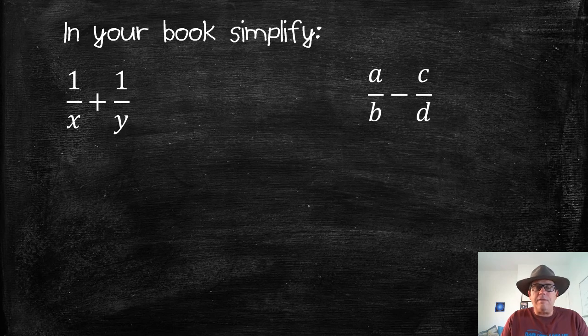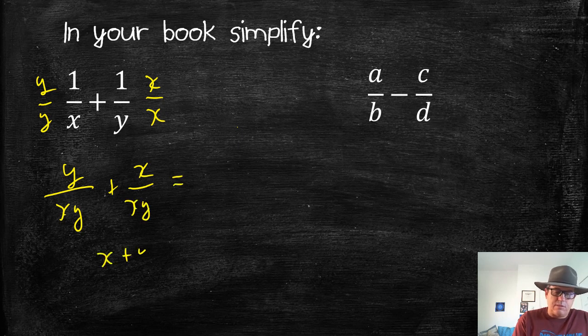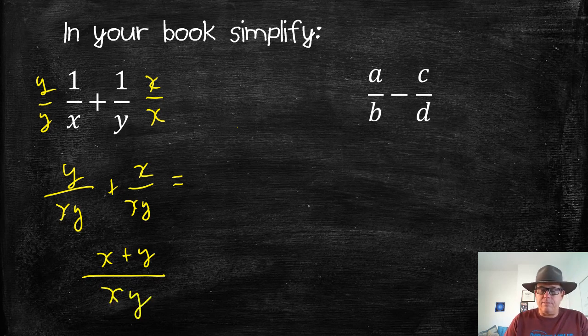Okay, go ahead and pause the video and simplify these fractions. Okay, first one, we need a common denominator. My common denominator is going to be multiplying them together, xy. So this is going to give me y over xy plus x over xy, which equals x plus y over xy. Nothing to simplify there.